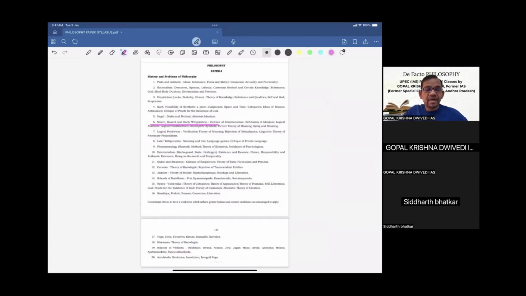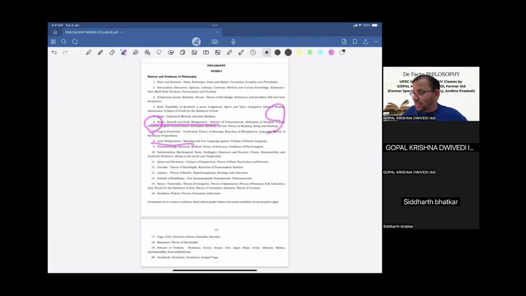So basically, this topic concerns three philosophers: Moore, Russell, and early Wittgenstein. Wittgenstein has two phases basically. In the early phase, he said something, and then in the later phase, he changed his views, and accordingly there are two topics. If you see, the 8th is also later Wittgenstein. So today we will be covering logical atomism. This concerns basically two philosophers: one is Russell and another is Wittgenstein himself, early Wittgenstein. These two philosophers have contributed to the theory of logical atomism.